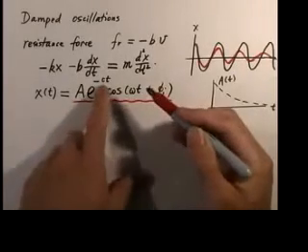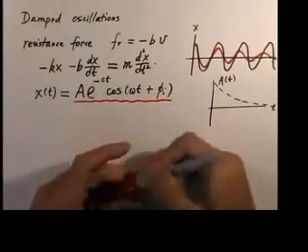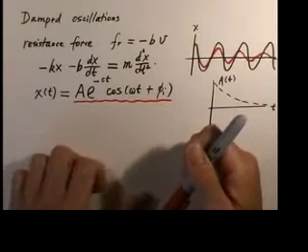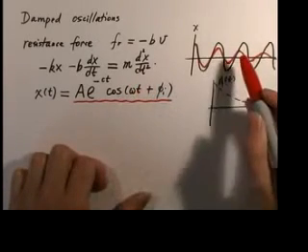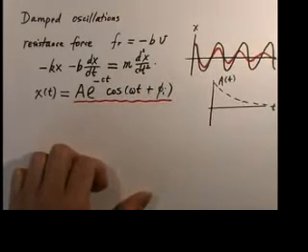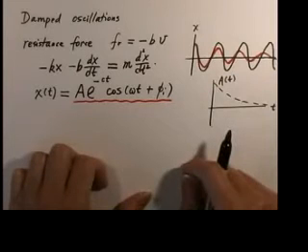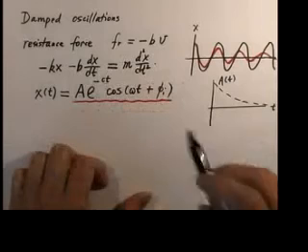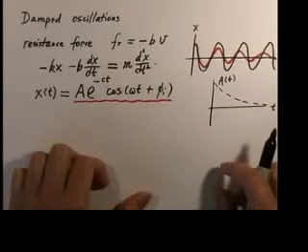We have a constant c to be determined, and we have this new omega to be determined. By the way, this omega is not the same omega as we had before. It is not the square root of k over m. Rather, we expect it to be a little bit lower because, again, we have a resistance force that slows down the motion.